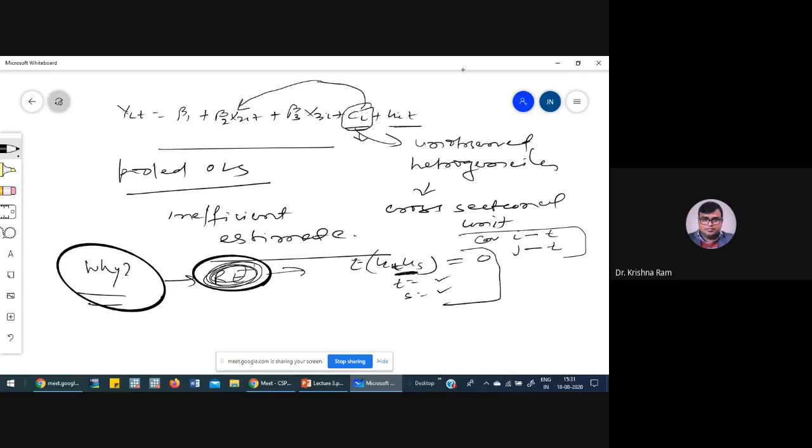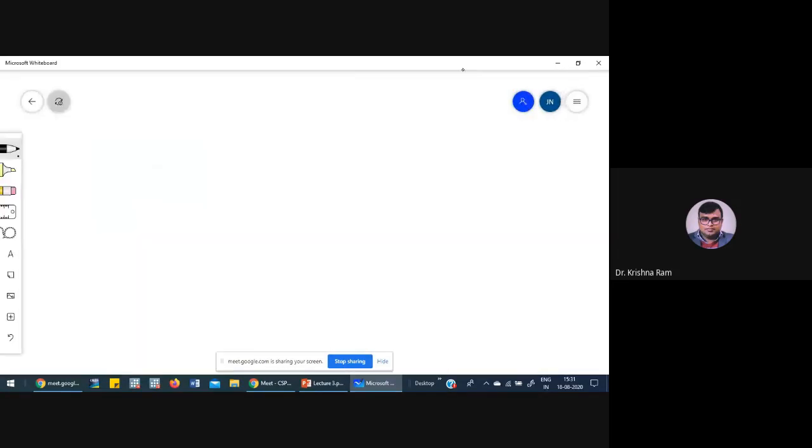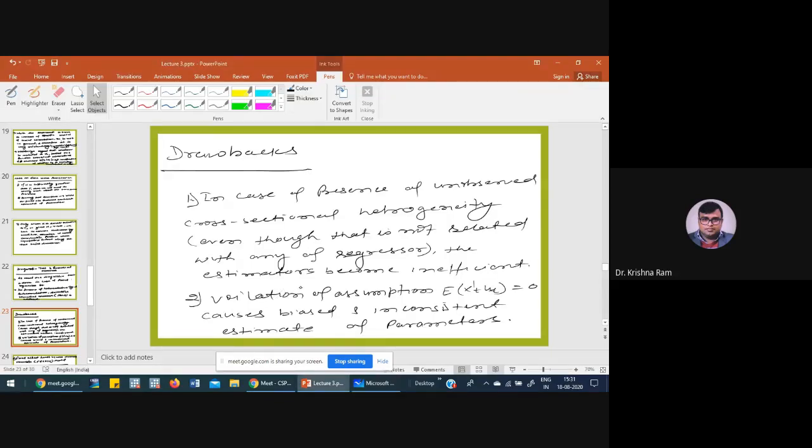So what about this assumption? And because of this particular thing, not only this, there are a few more things we need to talk about before discussing why we get inefficient estimates in the case of OLS in the presence of unobserved heterogeneity.